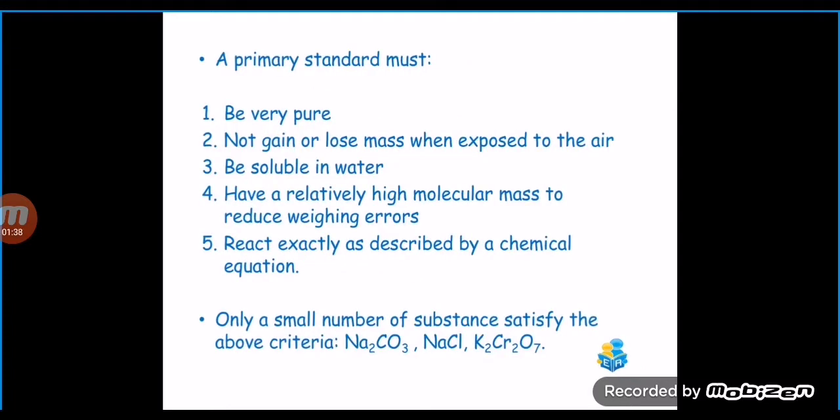These criteria include they have to be very pure, they cannot gain or lose mass when exposed to the air, they must be soluble in water, they should have a relatively high molecular mass, and that's to reduce weighing errors, so to reduce any chance of error when calculating the mass or the concentration, and they must react exactly as described by a chemical equation.